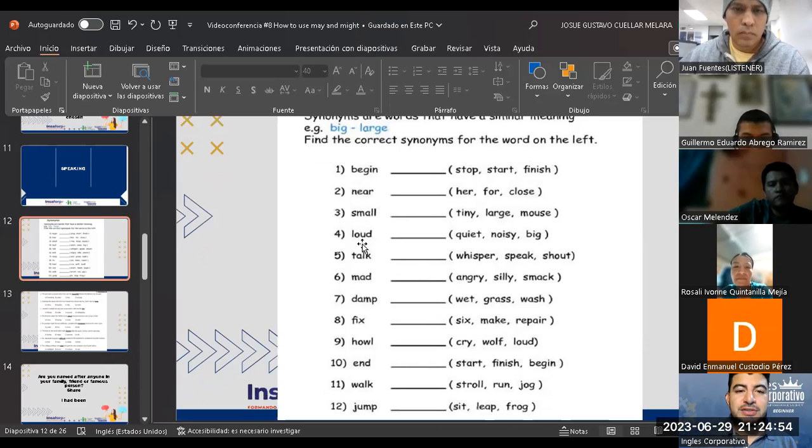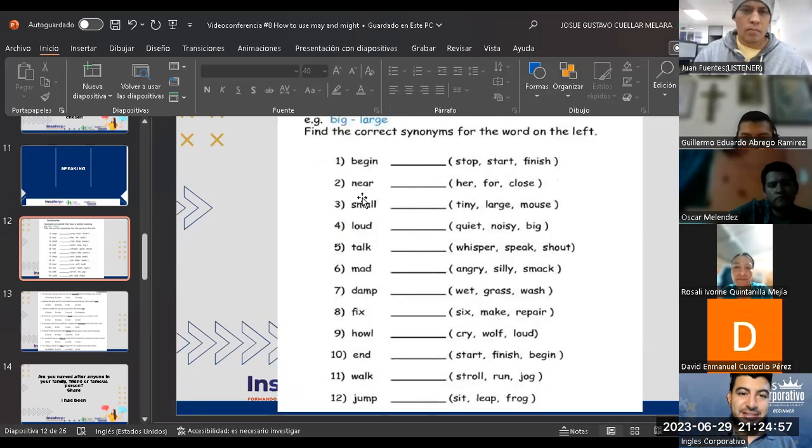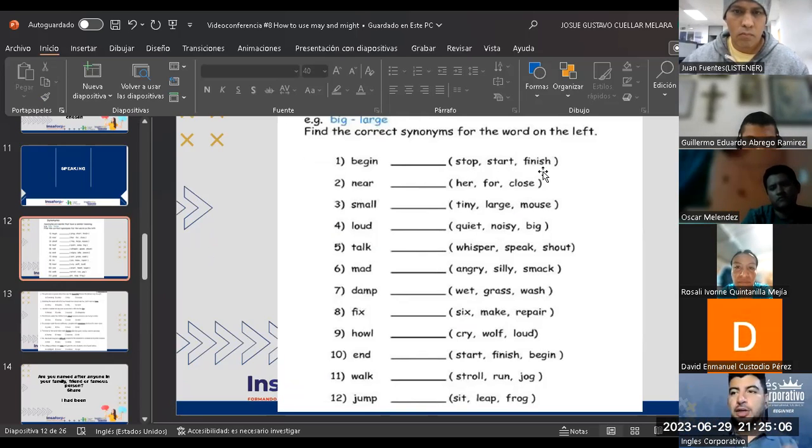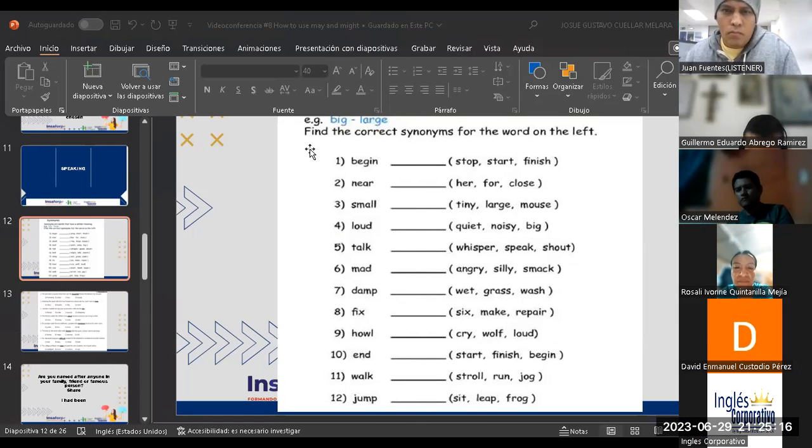I need you to have some screenshot of this because we have categories. So number one, begin. We have three options: stop, start, finish. You have to select the option with your classmate. Maybe we can have, I don't know who helped me before. Alguien creo que me dio un screenshot. Here we have two pages, John or Rivas or Maritza. Thank you, John. Here we have the first one.